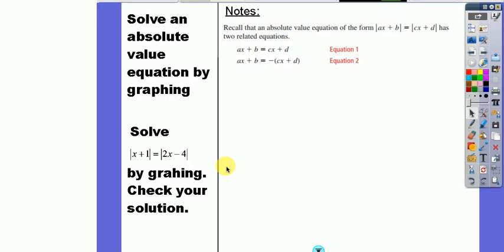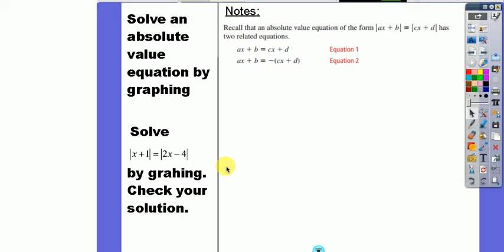So this says that recall that an absolute value equation of the form ax plus b equals cx plus d has two related equations. So we're always looking at two equations when we're dealing with absolute value. So we're dealing with the original, ax plus b equals cx plus d, as well as the negative, ax plus b equals negative cx plus d. So we're dealing with several lines that we're looking at. Absolute value equations will have two answers most of the time, unless it's extraneous. That's why you always want to check. Go back and check your work.